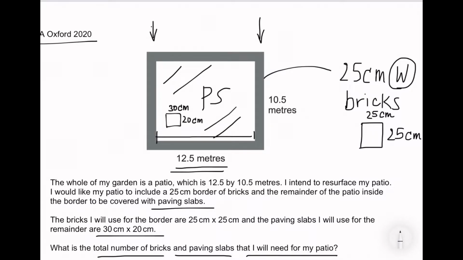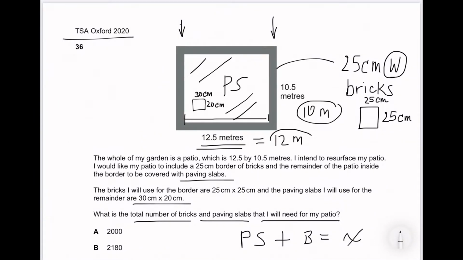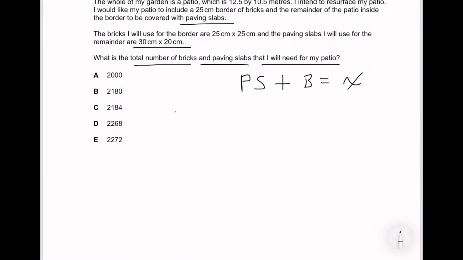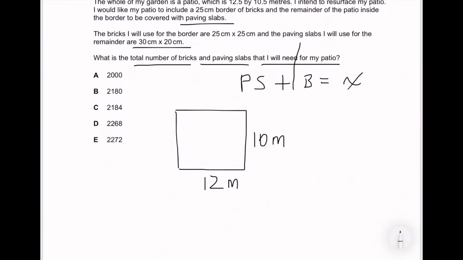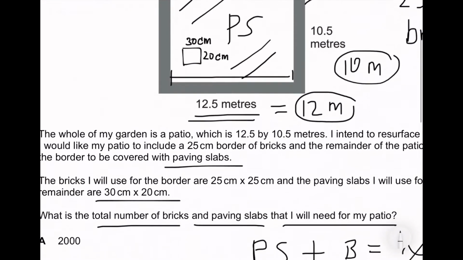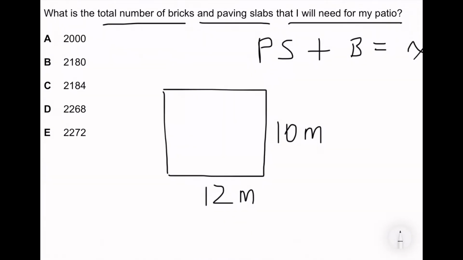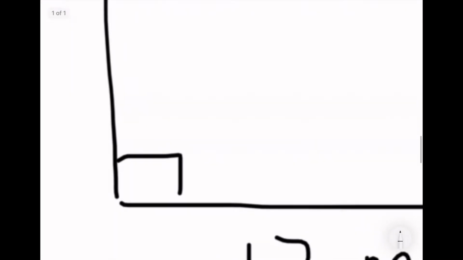So 12.5 meters minus 50 centimeters. Remember, there's 100 centimeters in a meter. So 12.5 meters minus 50 centimeters, which is half a meter, equals 12 meters. And 10.5 minus half is 10. Okay, so let's take these two figures, 10 width and then 12 length, and this is the paving slab area. So we know the paving slab area is 12 by 10 meters. And we saw here that the paving stones inside are 30 by 20, so each paving stone is going to be 30 by 20 centimeters.